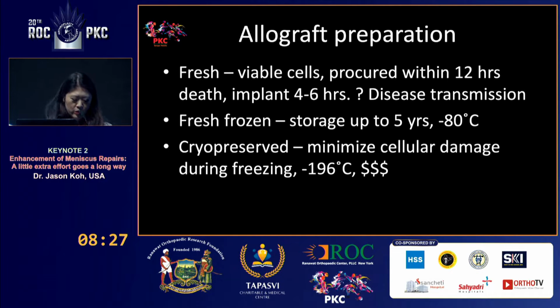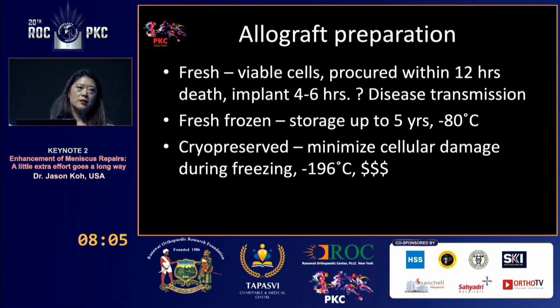The other part you want to look at is how is the allograft prepared? There are different options. Fresh certainly gives you more viable cells, but it's very difficult from a logistical standpoint. You have to procure it within 12 hours of the donor's death, and you have to implant it within 4 to 6 hours. The reality is, the coordination is impossible, and there's disease transmission, right?